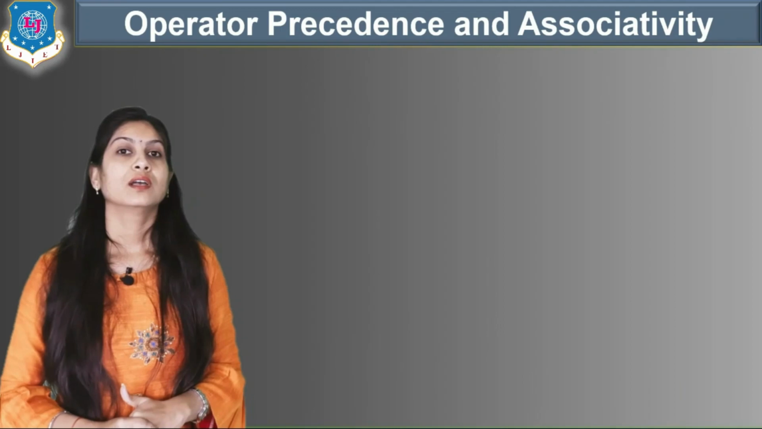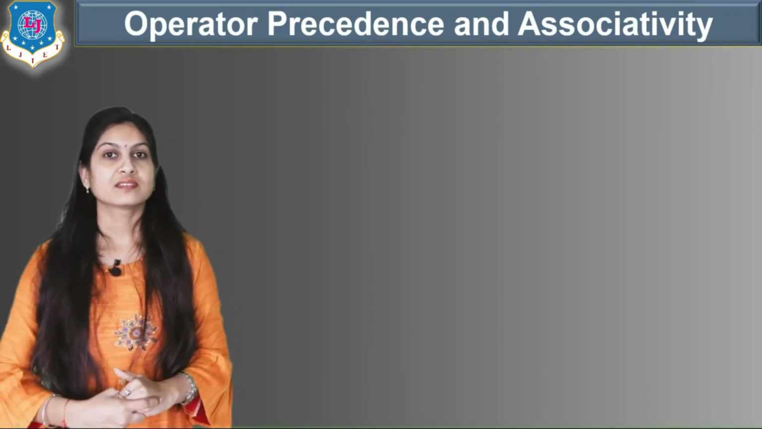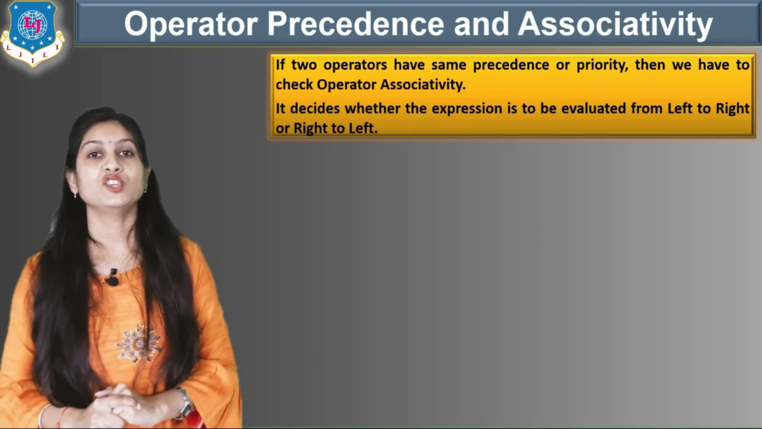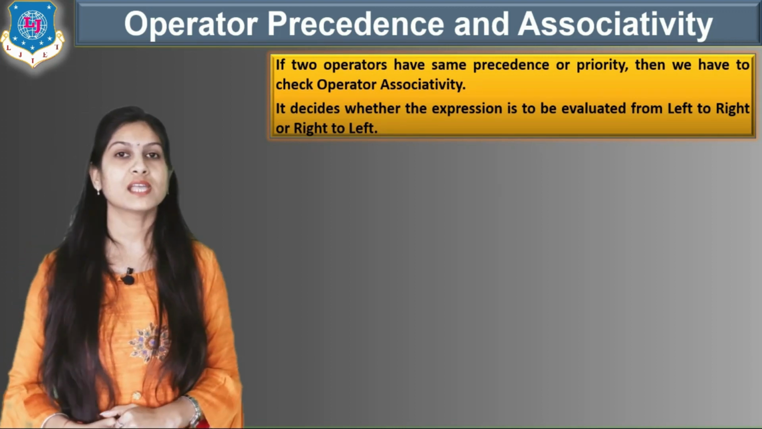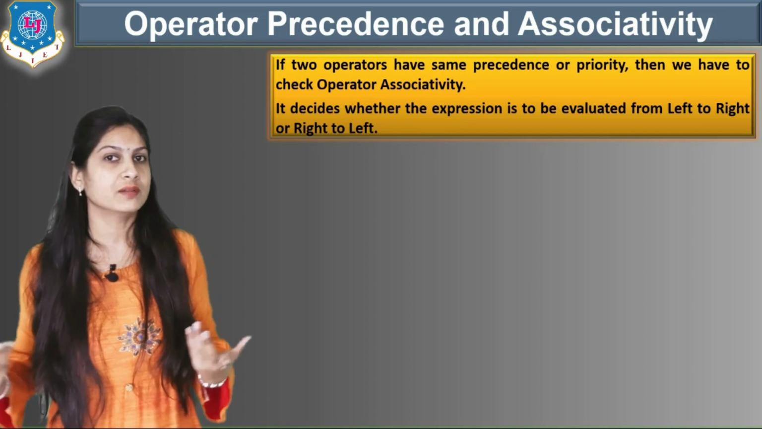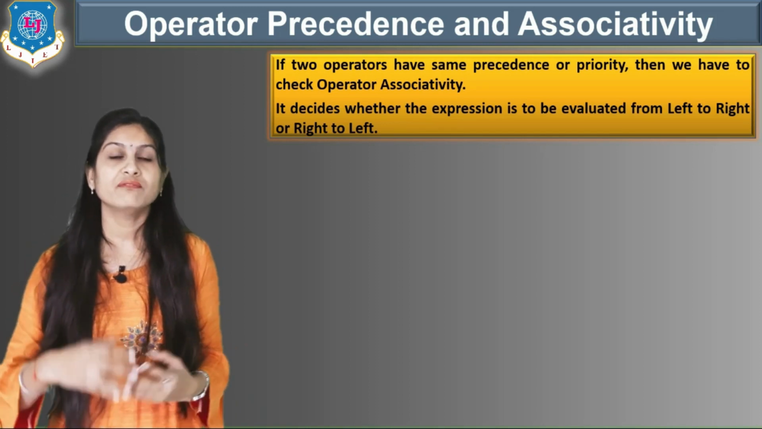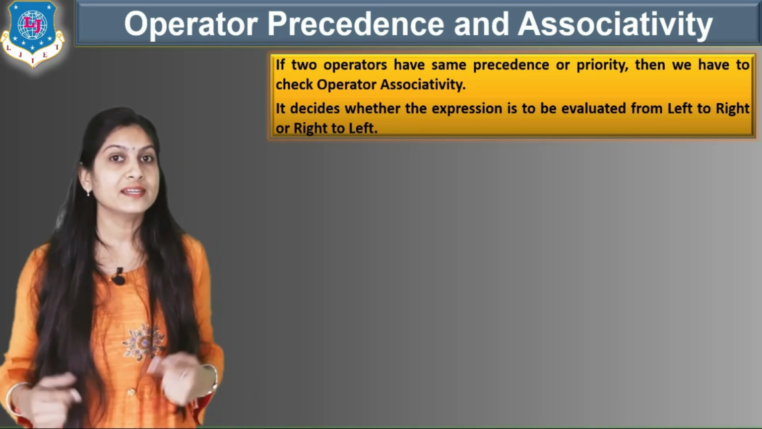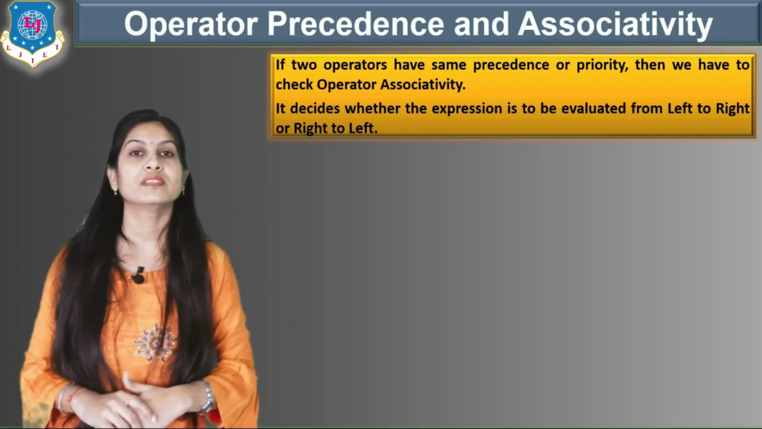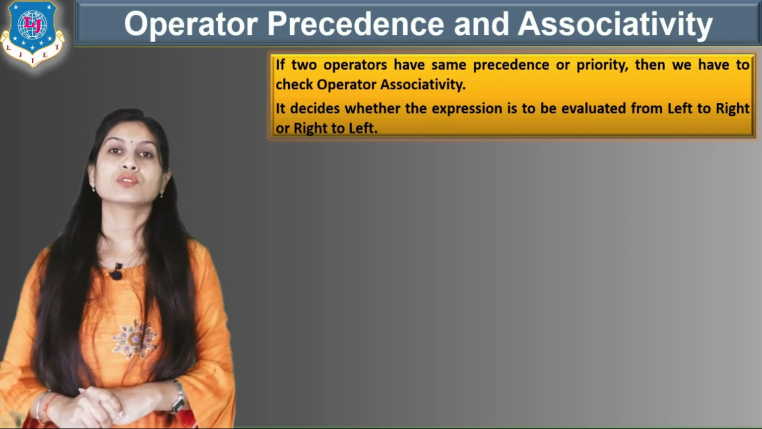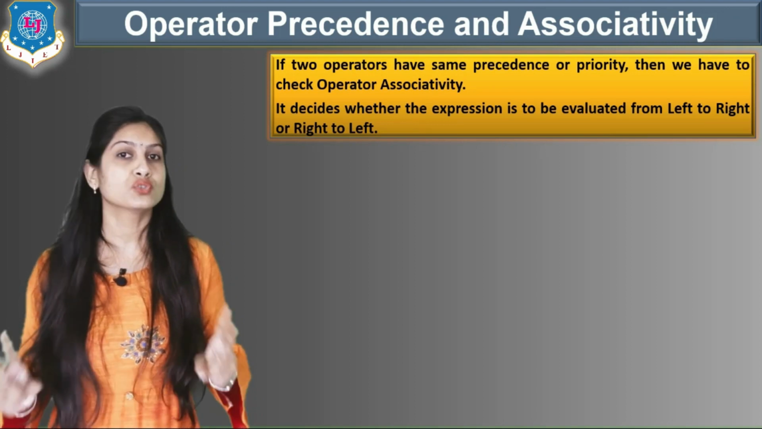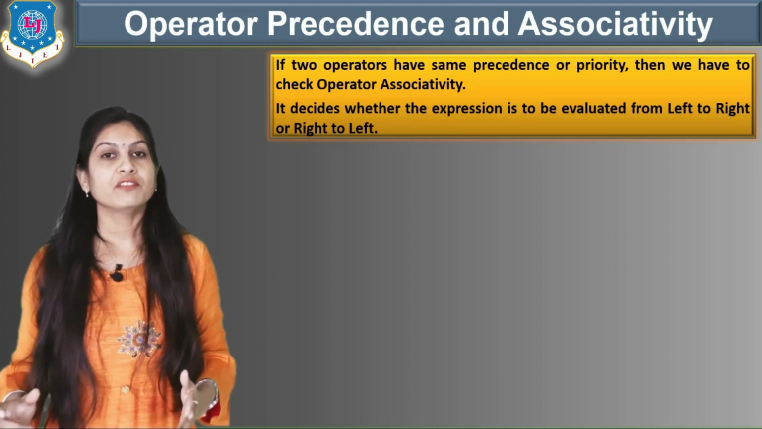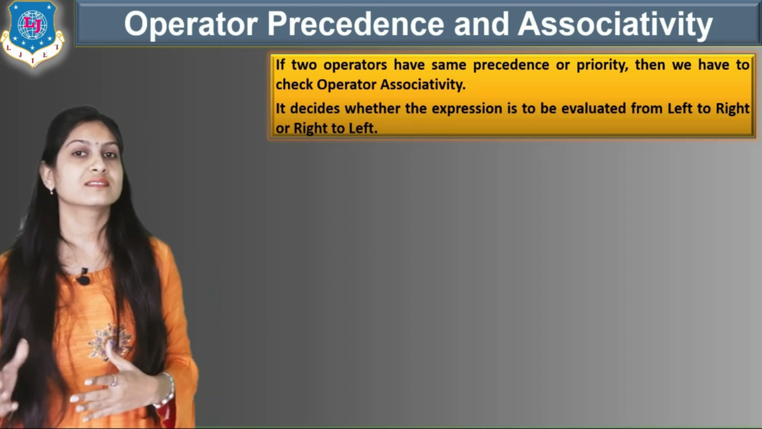Now suppose the same operators are there in our equation, like a into b divided by c. Then what happens? Multiplication and division both have the same precedence. Then which one do we solve first, division or multiplication? That depends on another concept, that is associativity. Associativity has two values, left to right or right to left. For different operators it changes.